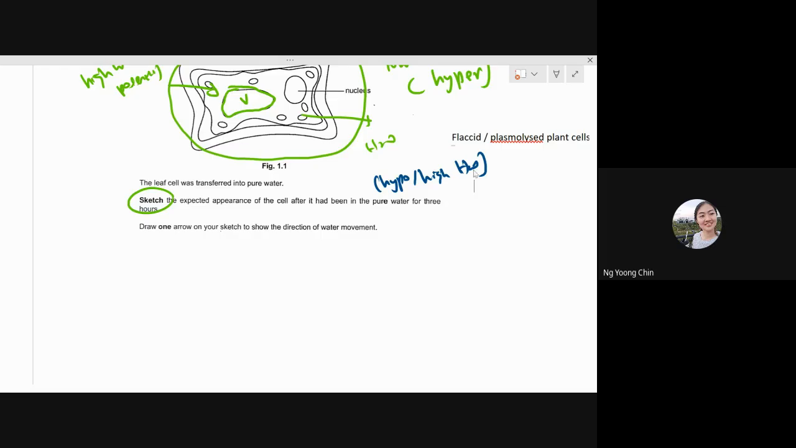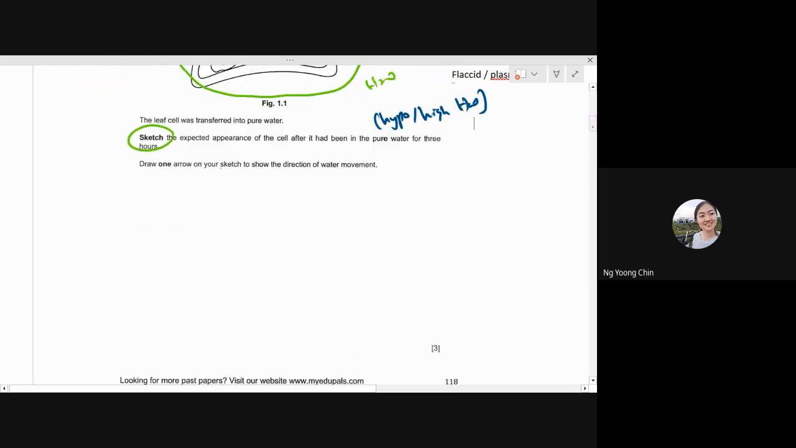So let us draw a turgid plant cell. Come. This is the turgid plant cell. Okay, how can we draw? You can draw something like this, a fat plant cell. Okay, a fat plant cell. You can draw like this, and then the cell membrane.